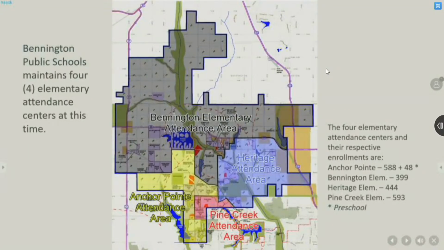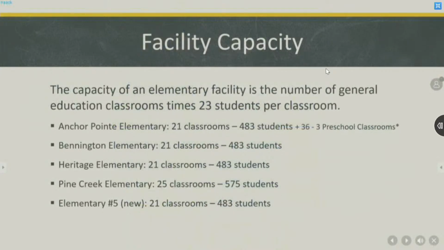This is the current map of Bennington Public Schools with the 4 elementary attendance centers. You can see down at the bottom, the 2 smaller ones geographically are Pine Creek Elementary and Anchor Pointe Attendance Center. Heritage and Bennington Elementary, which takes up more than 50% geographically, but we'll see the numbers as we move forward. We look at capacity, even though we have different numbers in those elementaries today.